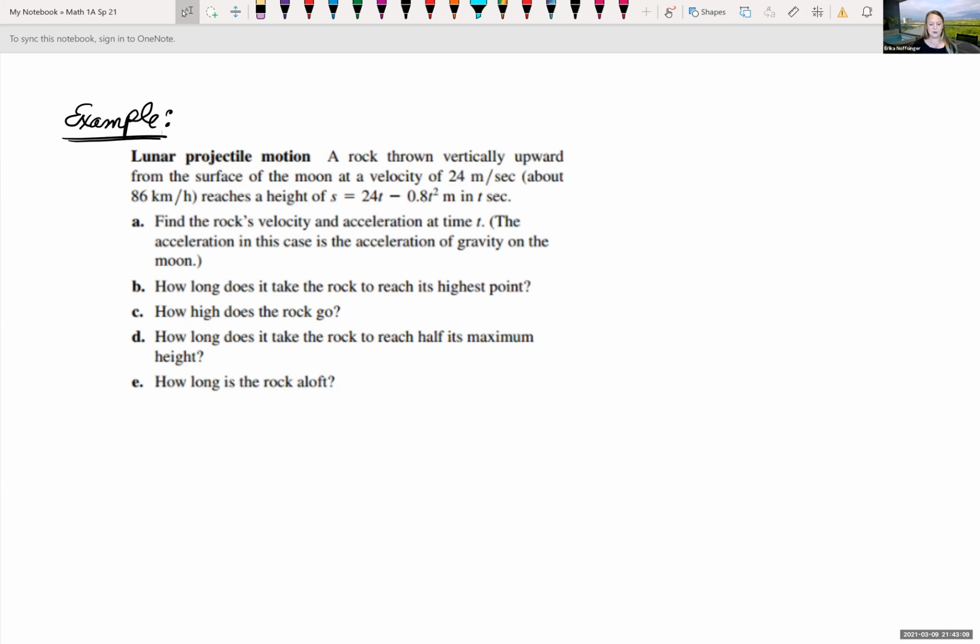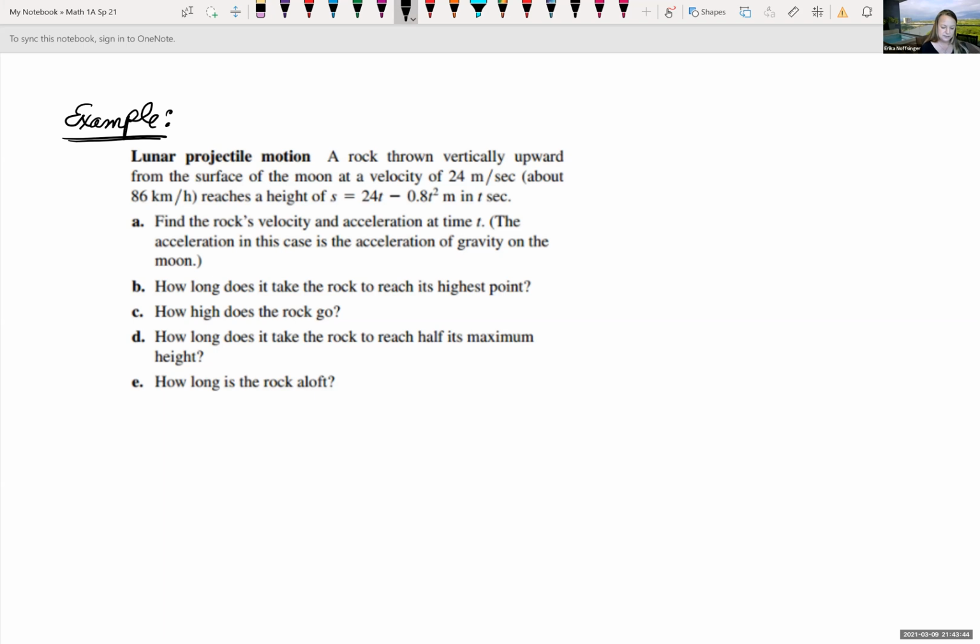Anyways, a rock is thrown vertically upward from the surface of the moon at a velocity of 24 meters per second, about 86 kilometers per hour, if we want to rewrite that in terms of kilometers per hour, and reaches a height of s equals, so the position, the height, is 24t minus 0.8t squared meters, where t is in seconds. So part A, find the rock's velocity and acceleration at time t. That's not too bad, right?